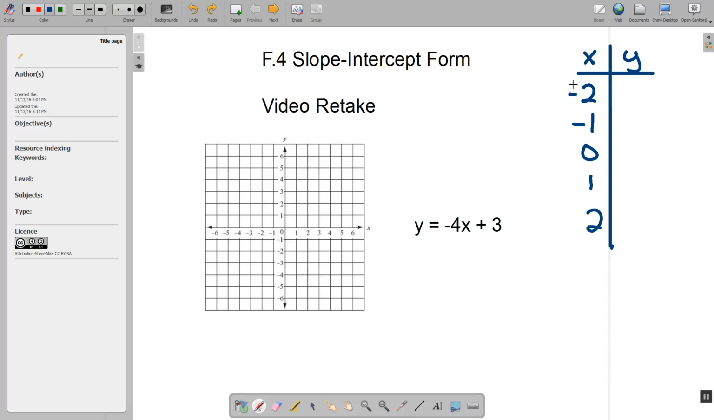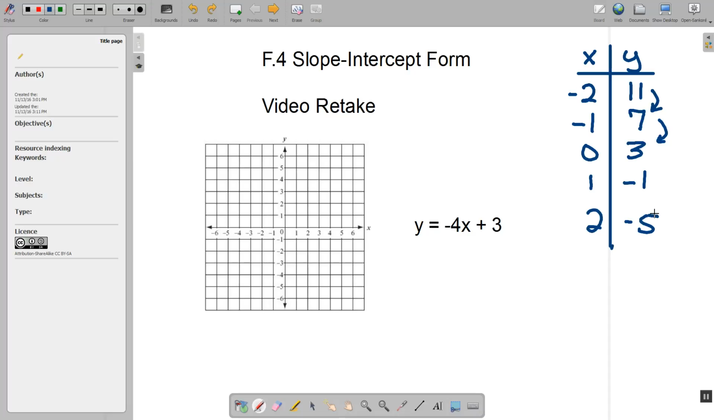So if I plug in -2 into my equation here, I would do -4 times -2, which is +8. +8 plus 3 is +11. If I plugged in -1, I would do -4 times -1, which is +4, plus 3 is +7. If I plugged in a 0, this would be 0 plus 3, or 3. And if you're following the pattern, you see that we are going down 4.